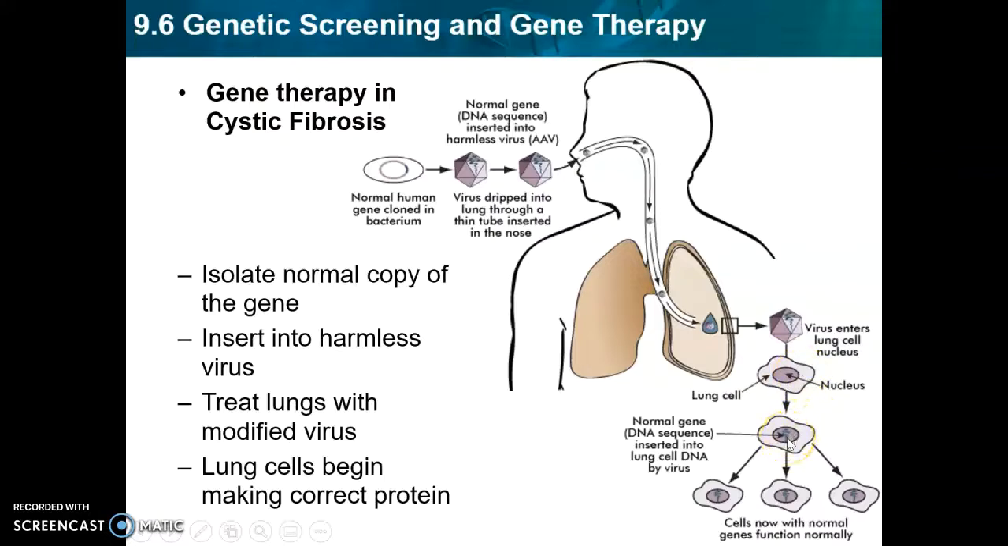Once that gene is in there, that gene can be used to make the correct protein, and then any of the new cells produced in the lungs of this person would now have the correct version of the protein, and therefore they would not be producing that thick mucus.